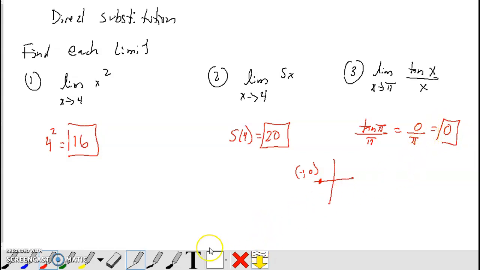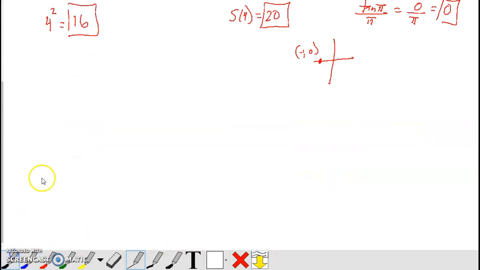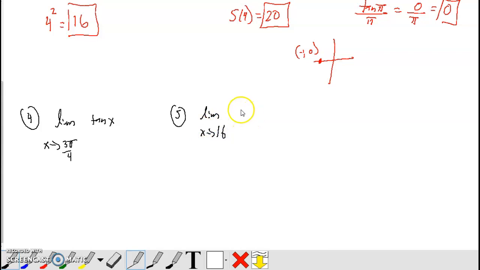Okay. If you did not try those on your own and you want to try a few more easy problems, try these next 3. So how about we do another limit? The limit as x approaches 3 pi over 4 of, let's do another tangent of x. Let's do the limit as x approaches 16 of the 4th root of x. And then another easy one, the limit as x approaches -2 of x to the power of 3. So again, go ahead, pause the video, try these ones on your own.